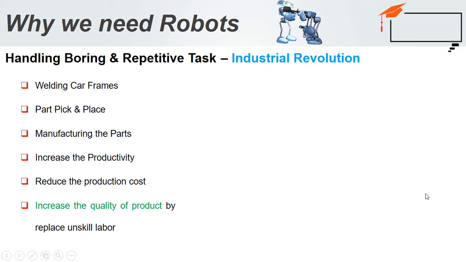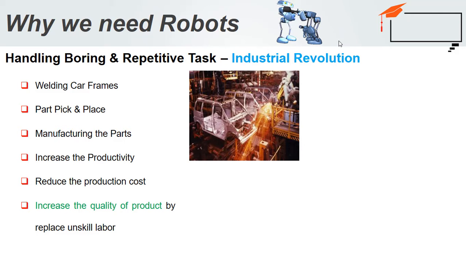Now we are going to discuss why we need robots. This is the third topic. First, handling boring and repetitive tasks. If you go to industries, you need to perform repetitive tasks, but a human laborer cannot perform repetitive tasks well, which reduces product quality. Therefore, we require robots in industry. Robots in industry produced the industrial revolution, and a robot can perform welding of car frames. The car moves over the conveyor, and the robot performs the welding task on the car frame, joining the metal frames of the car body.